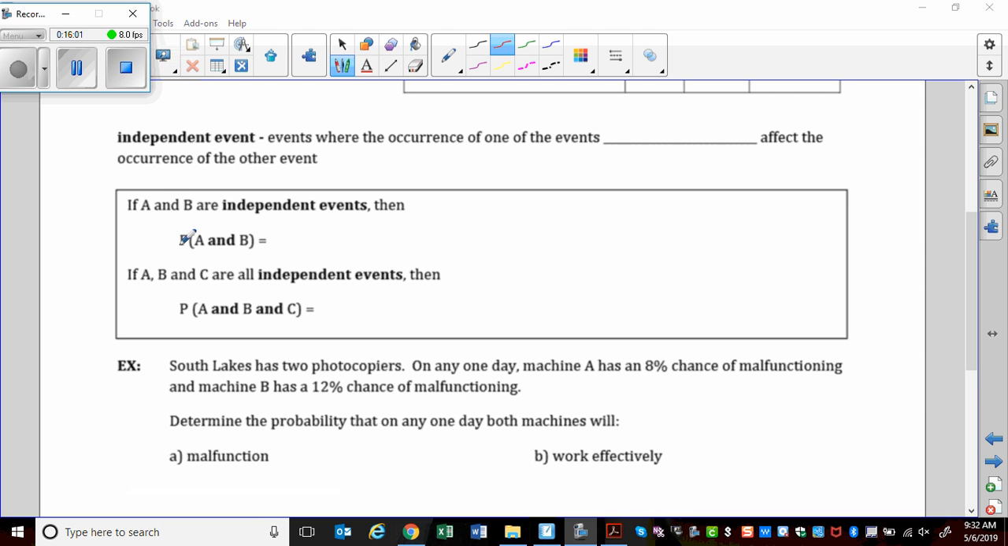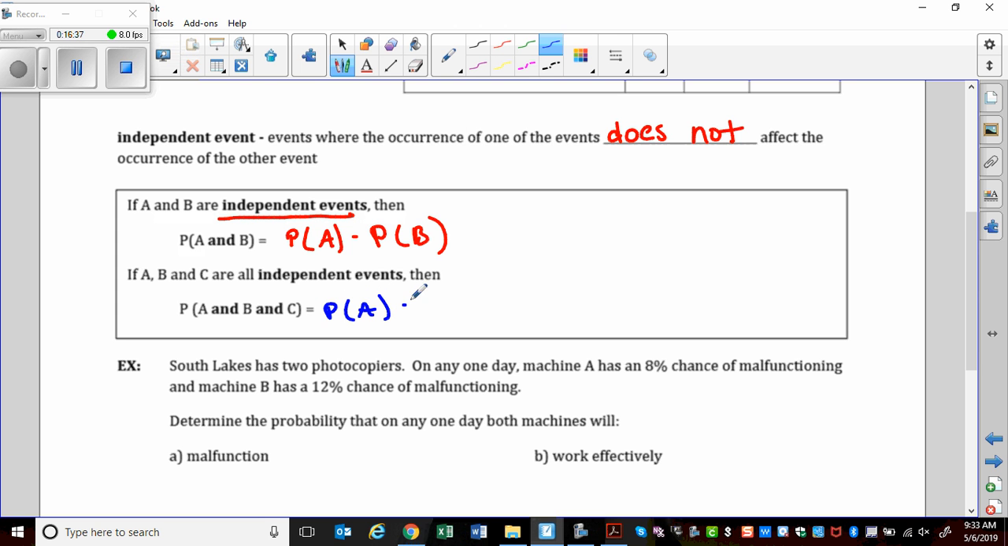I just want to give you this formula for independent events. Events where the occurrence of one event does not affect the occurrence of the other. If A and B are independent events, this is a very important formula: the probability of A and B is the probability of A times the probability of B. If A, B, and C are all independent events, then we have the probability of A times the probability of B times the probability of C.